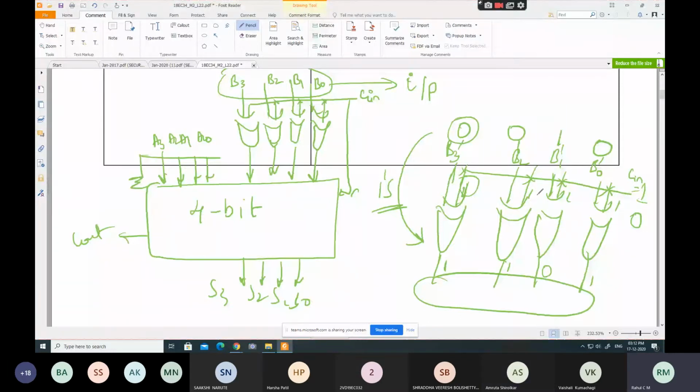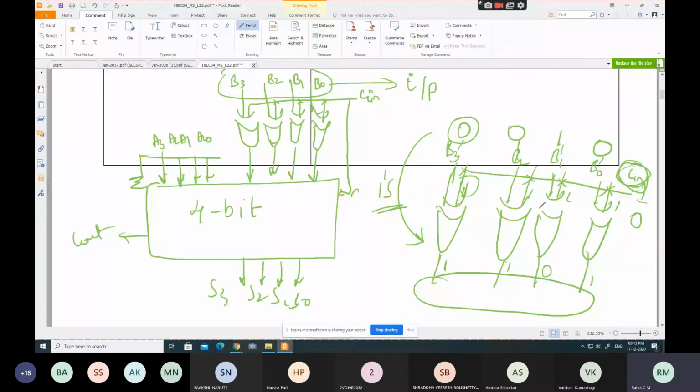If Cin is 0, my point is the value is processed as it is without any harm. Whatever the value is available before the XOR, it will be available after the XOR also. If Cin is 1, I will get the 1's complement output here. Understanding? Yes, sir. So I got a 1's complement here.